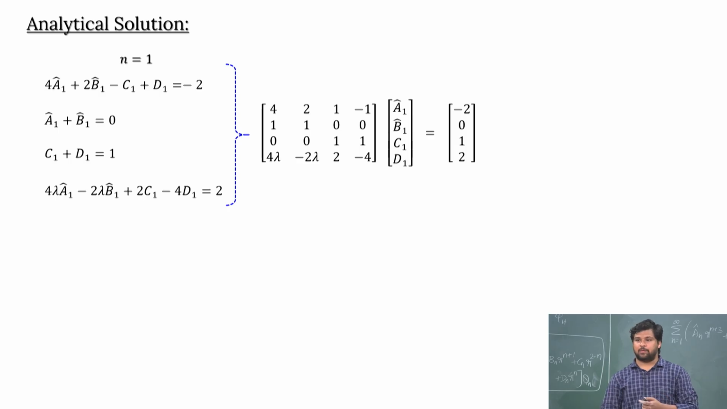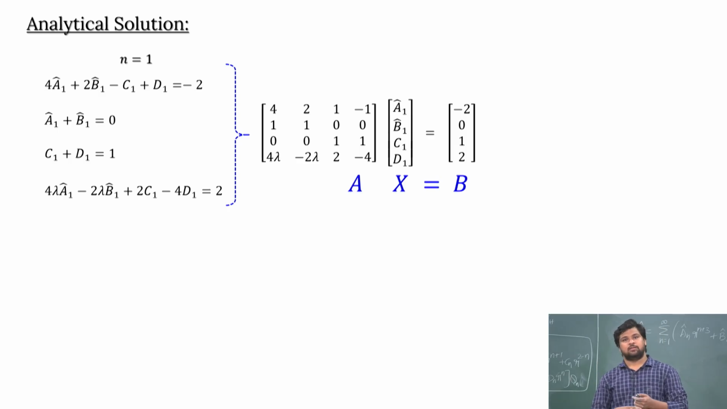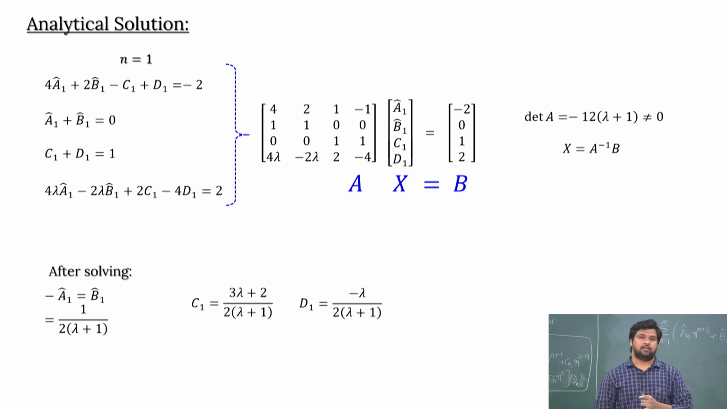When a solution will be possible for the Ax equal to B system, det of A should not be equal to 0, because otherwise the inverse won't exist for a square matrix. So this is Ax equal to B. If you calculate det, you will get this det expression, which will not be 0. So you can find x by using A inverse into B. If you do so, you will get expressions like this: A1, B1, C1 and D1.